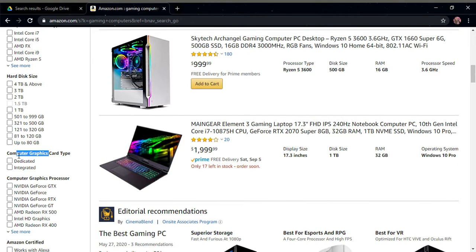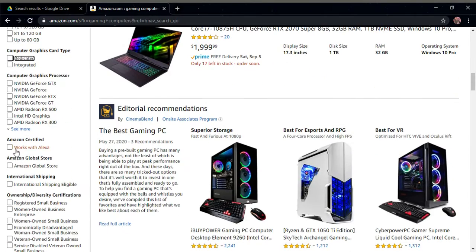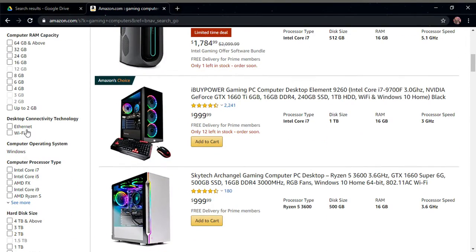Computer graphics cards, whether it's dedicated or integrated. Dedicated means you have a separate processor just for processing the graphics in video games. Integrated means it's just sort of integrated as part of your main processor chip. Dedicated runs video games faster. Integrated runs them way slower. And then it asks you what type you might want. I would ignore that. So you can filter out stuff here, which is kind of cool.